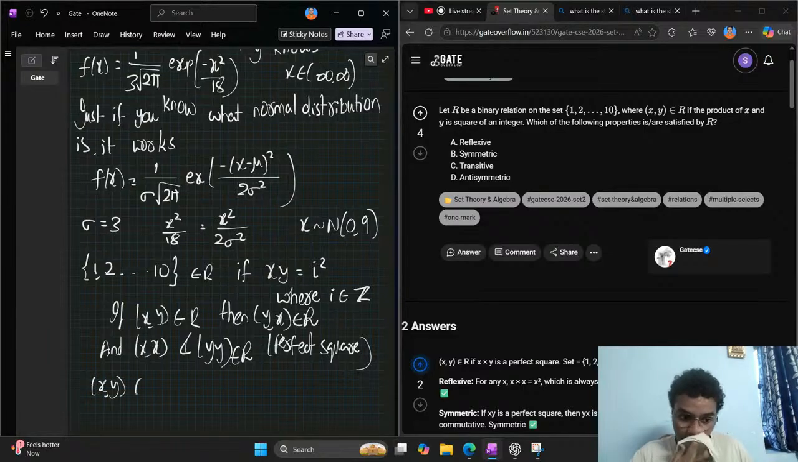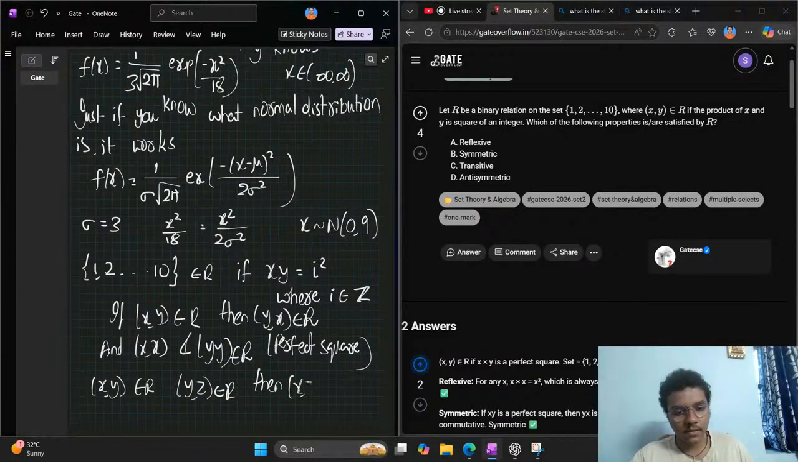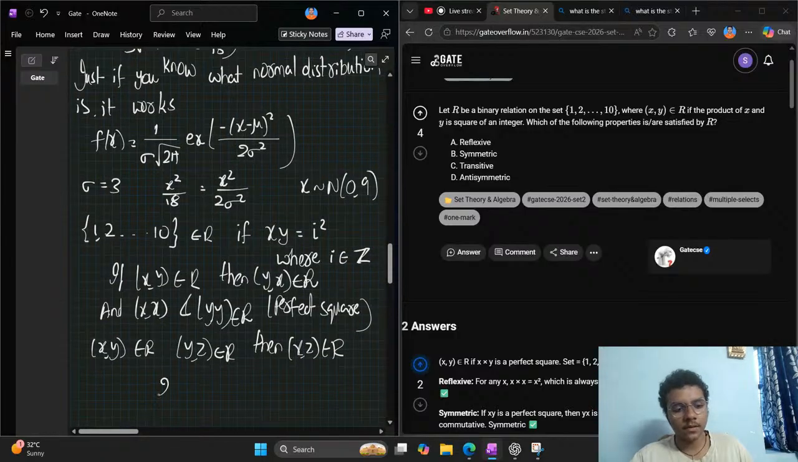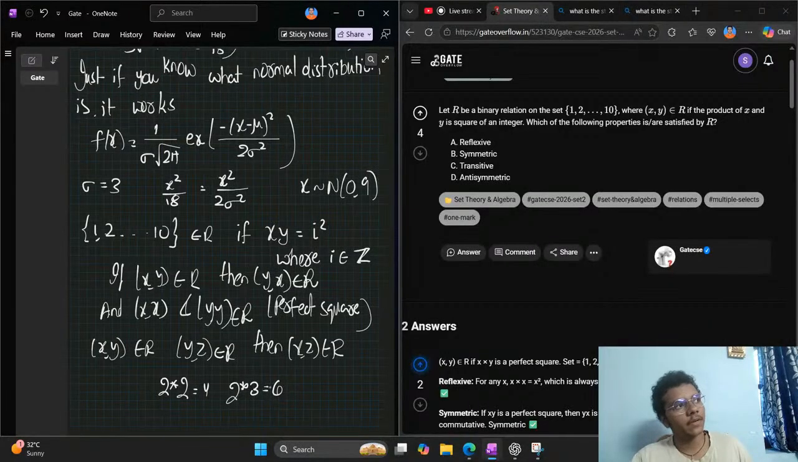If x comma y belongs to R, y comma z belongs to R, then x comma z belongs to R. I don't think that is the case. For example, 2 times 2 is equal to 4 and 2 times 3 is equal to, wait, you need perfect squares, right? 2 times 8 is equal to 16.